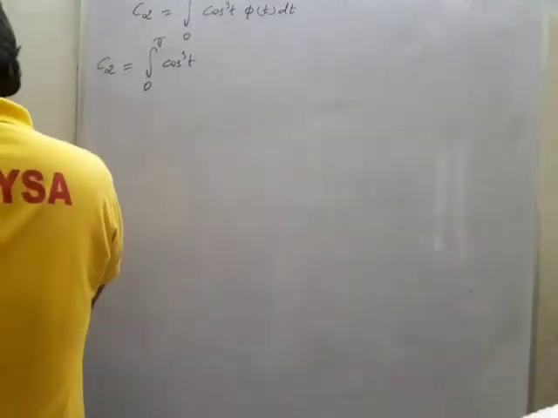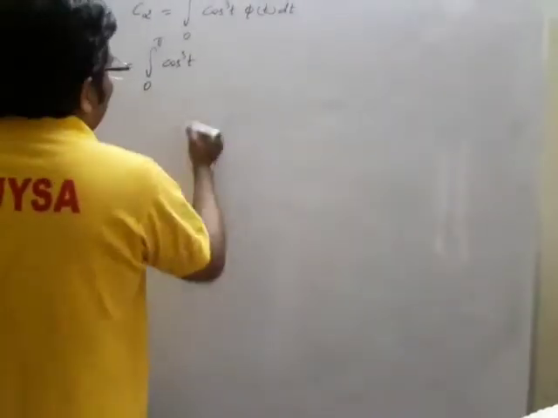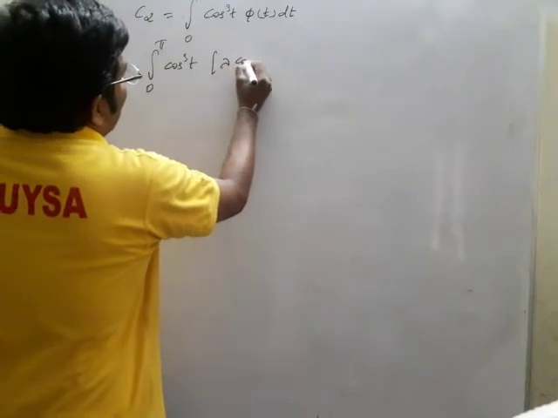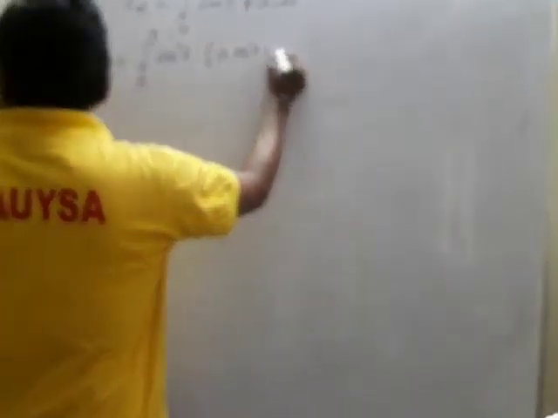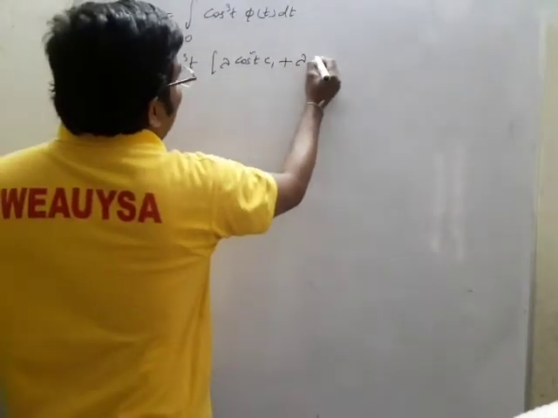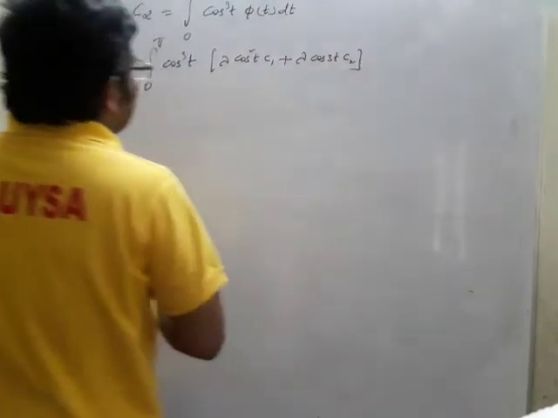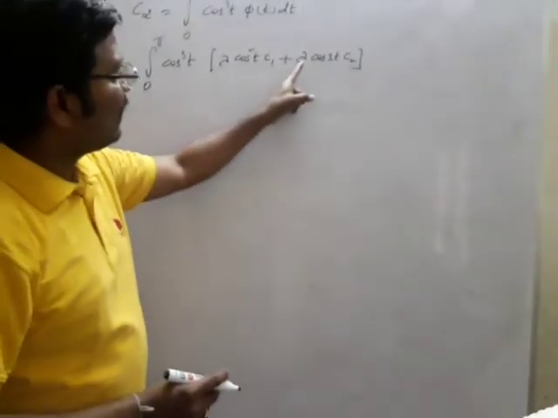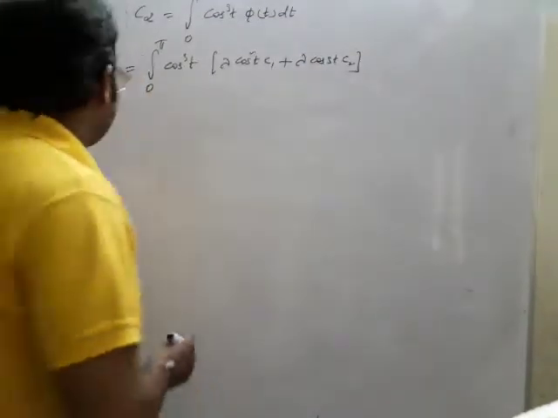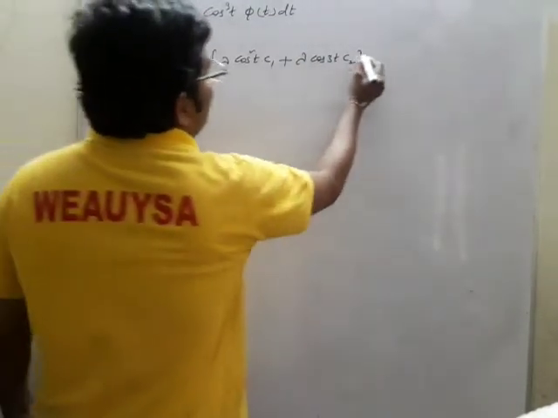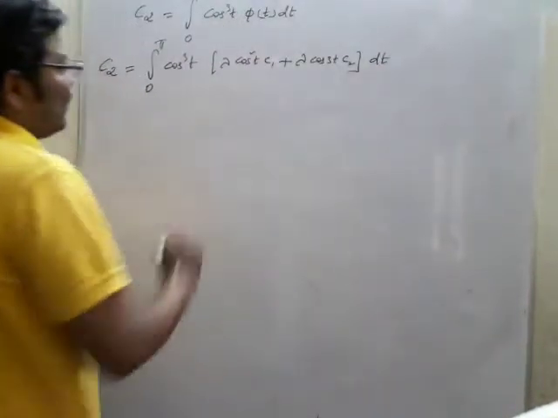Now phi of t we have to take from equation 1, that is lambda cos square t c1 plus lambda cos 3t c2. Now this is what? Lambda cos square t c1 plus lambda cos 3t c2. This is again dt. Now we need to solve this one.